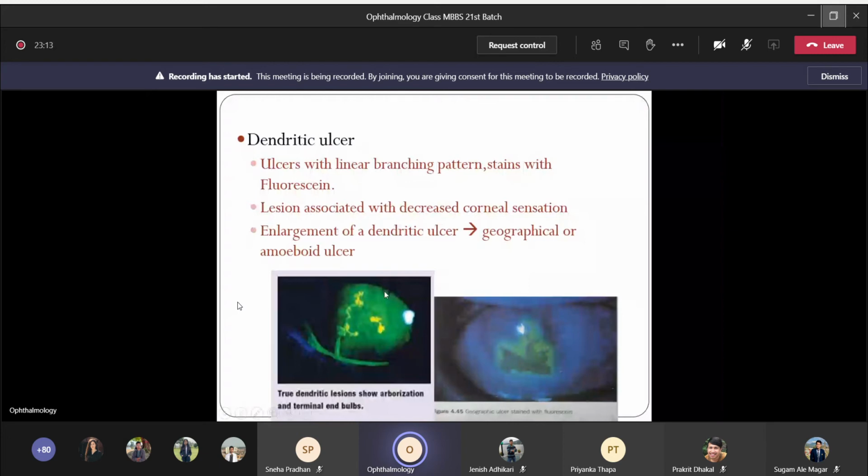So branching pattern along with staining with fluorescein, and the lesion is associated with decreased corneal sensation. So you have to measure or test the corneal sensation in such cases. And in this picture, you can see that enlargement of a dendritic ulcer has led to a large geographical or amoeboid ulcer. Okay, so those are the stages. Fine punctate keratitis leads to coarse punctate keratitis, then to a dendritic ulcer, with typical branching pattern and terminal end bulbs, and then ultimately into a geographical ulcer.